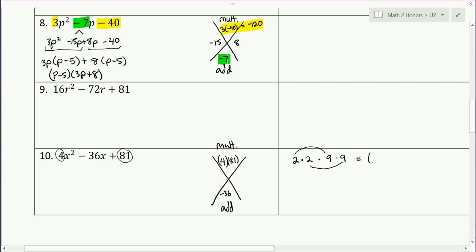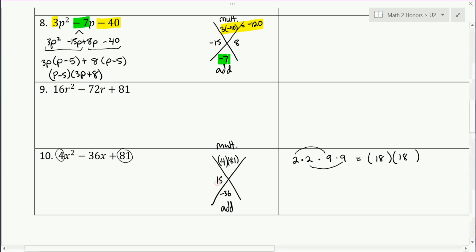What is that? What product will that give us? What times what? 18 and 18. And just check, if I add those, do I get 36? And usually it works like that. If you have perfect squares, that's a trick that you can use. And it doesn't always work, but if it does, check that one first because it'll save you some time.